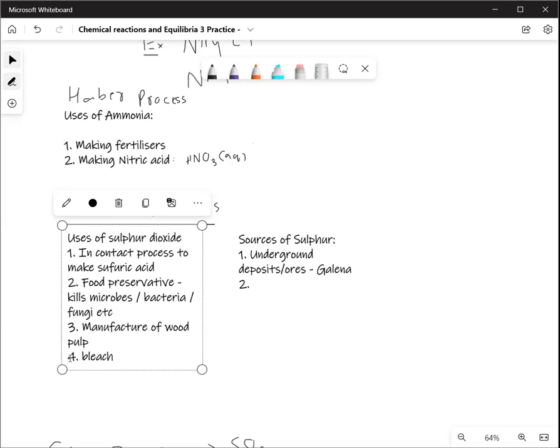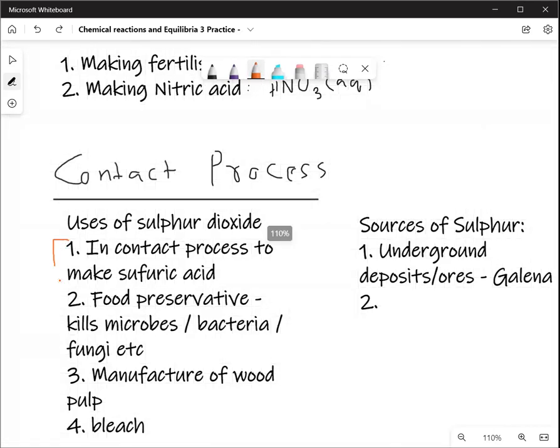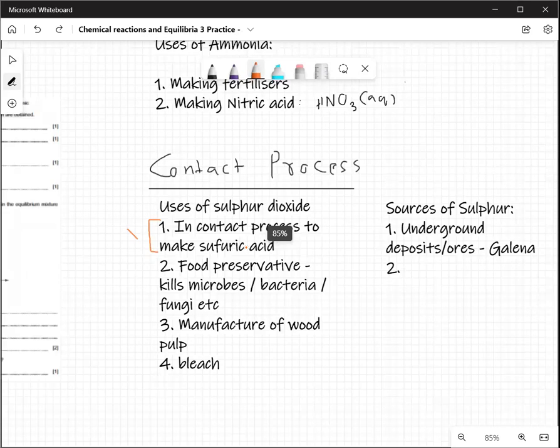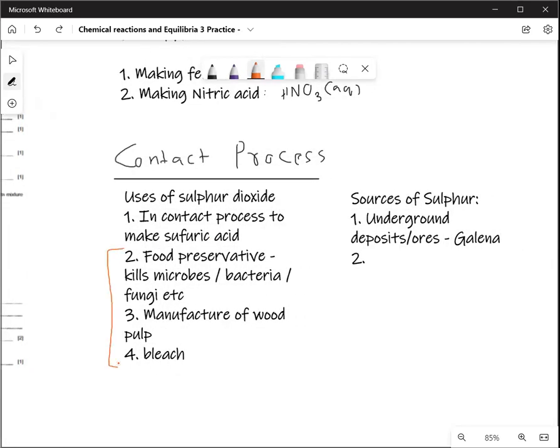Perfect. Now the next thing is write the uses of sulfur dioxide. These are the uses of sulfur dioxide. 4. In the exam, you'll usually be asked 2 or 3 maximum. So please remember all of these. Now this one, the first one is not important because this is common sense. Okay, these 3 are important.